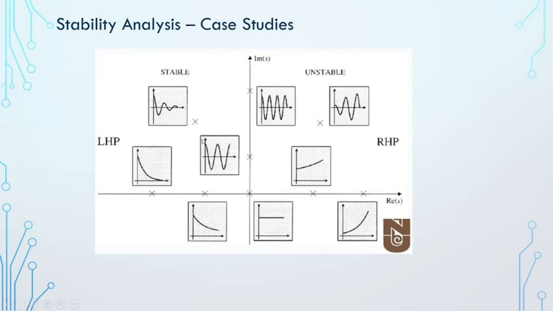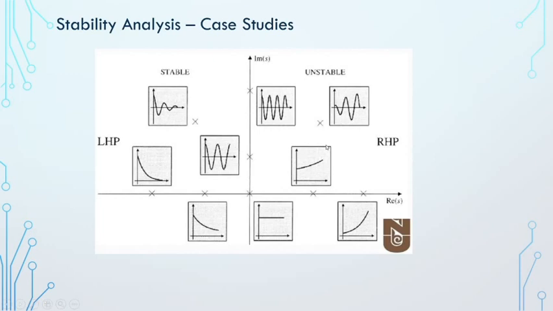Okay, in other words, when your poles are all negative, your system is stable. But when at least one of your poles is positive, your system is unstable. I'm going to repeat that.